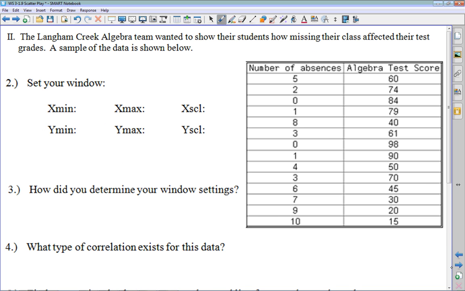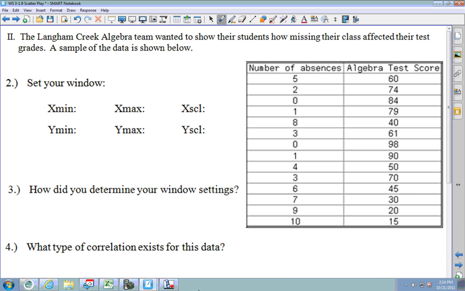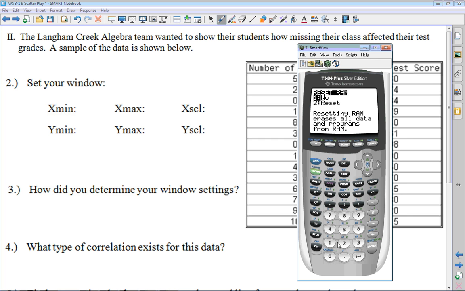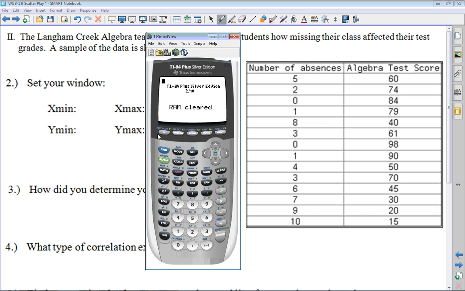Here's the next one. All right, let's put all this in the calculator and see if we can come up with it. So let's see. I'm going to go to the calculator. Let's clear our memory. Second plus 7, 1, 2. Let's start fresh. So I'm going to go to stat, and enter. And let's put our points into L1 and L2.